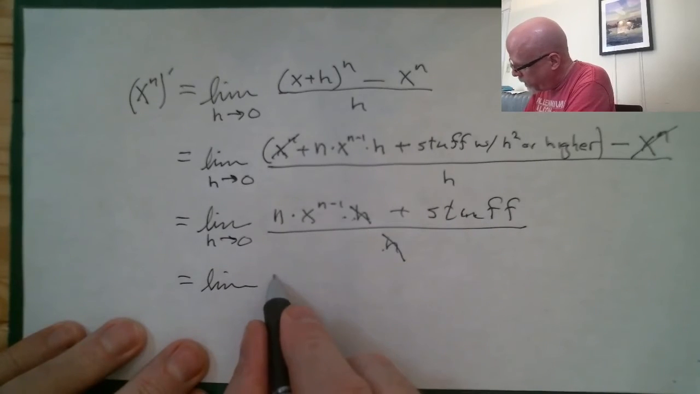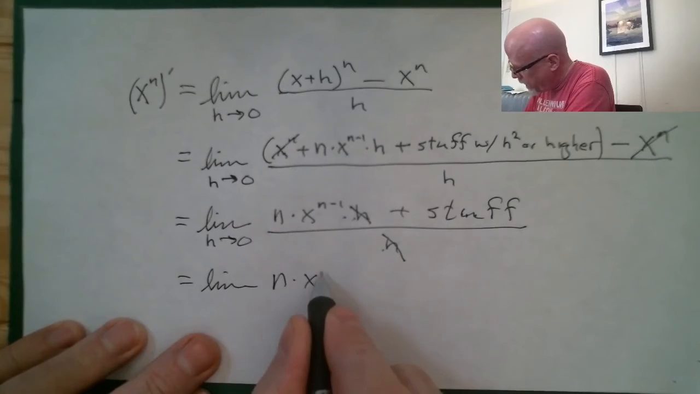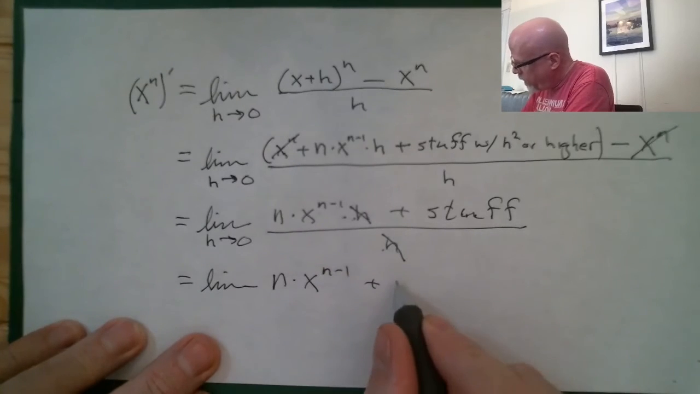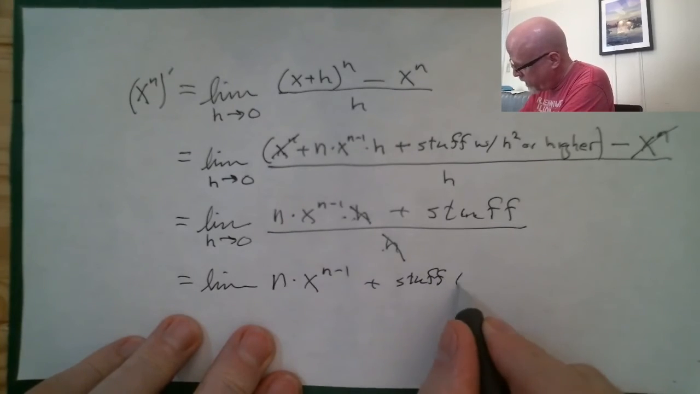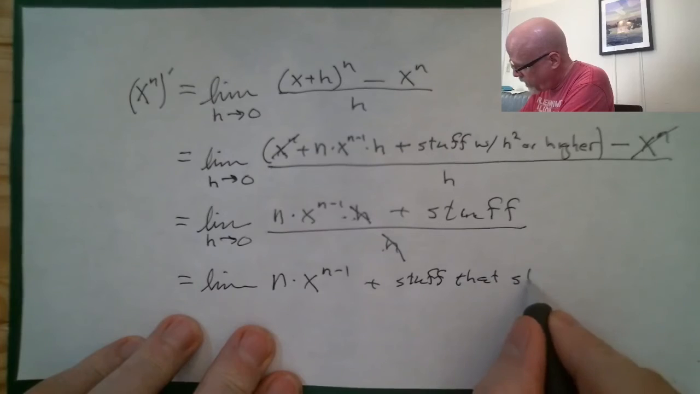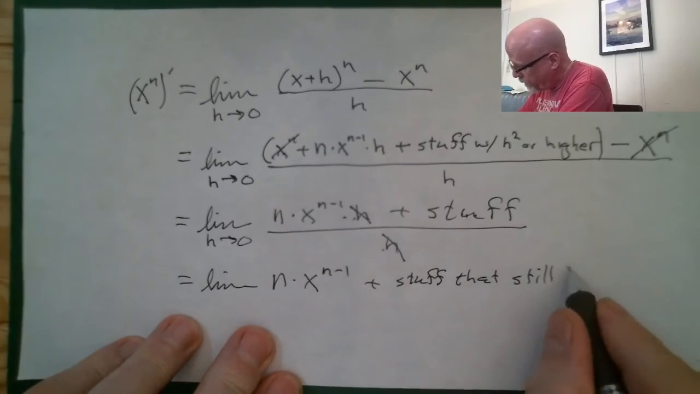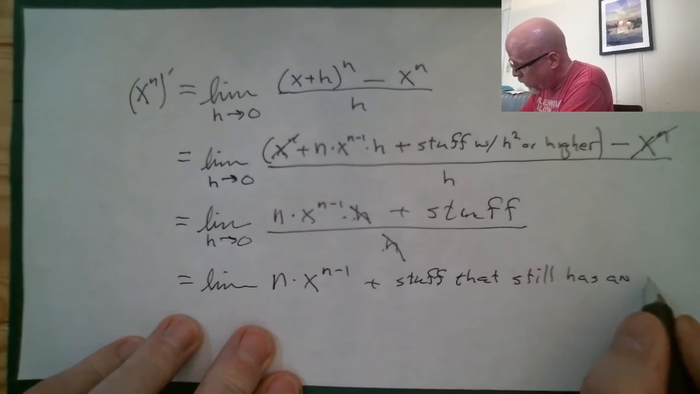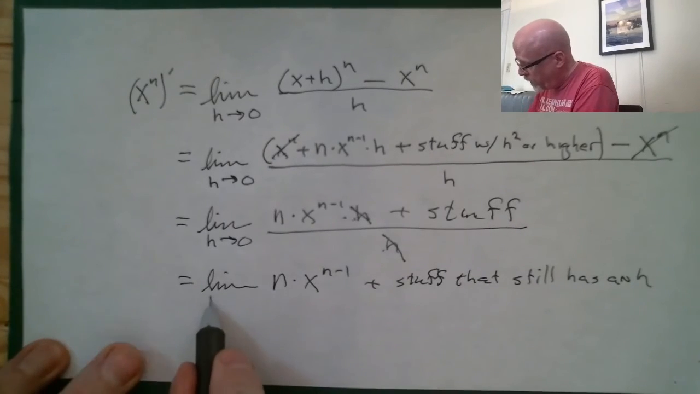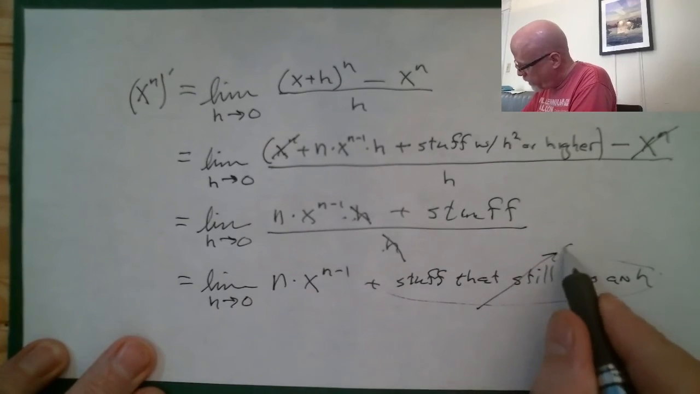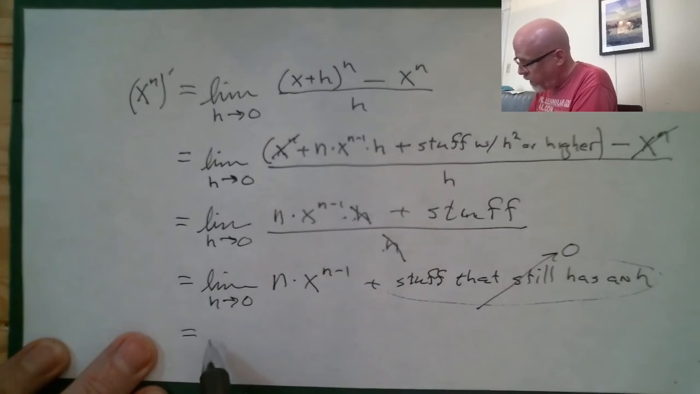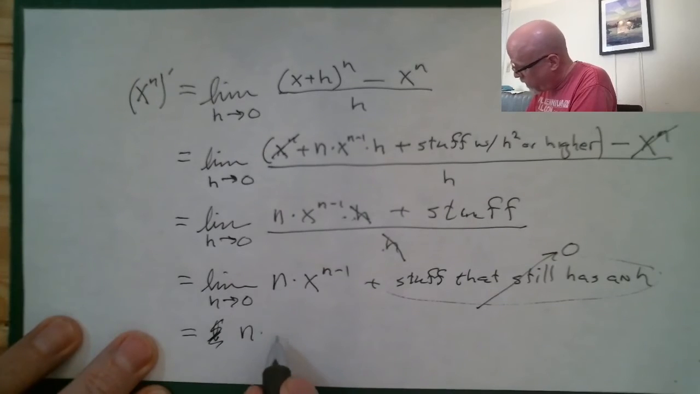So we get the limit of n times x to the n minus 1 plus, let's say it this way, stuff that still has an h or more. But it's enough that it has a single h in it, because what happens when you take the limit with h going to 0? All of that other junk goes to 0. So we finally can evaluate the limit, and you don't need to write lim anymore. You get n times x to the n minus 1. Now that's the power rule.